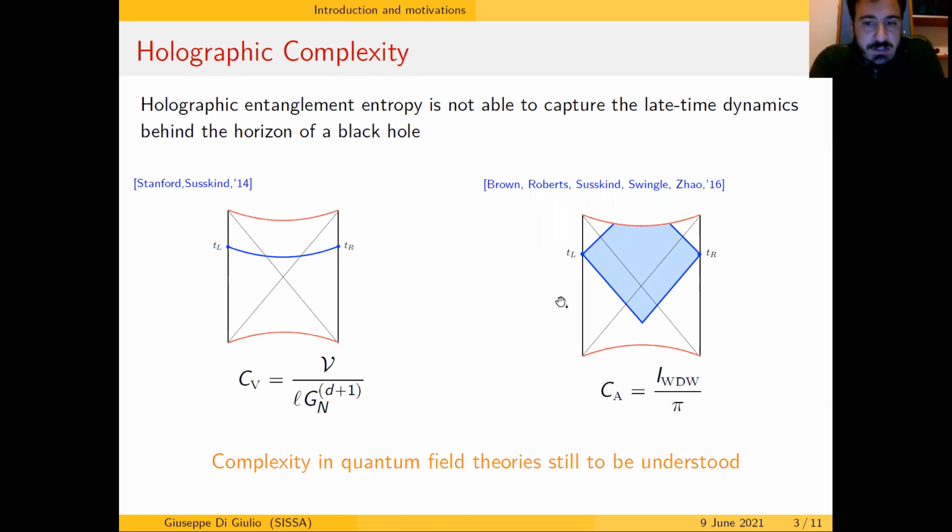Then it's been conjectured that both these gravitational quantities are dual to the complexity of the CFT states at the boundary of AdS. For this reason, understanding complexity in conformal field theory and more generally in quantum field theory has become an interesting problem and is still to be understood completely.